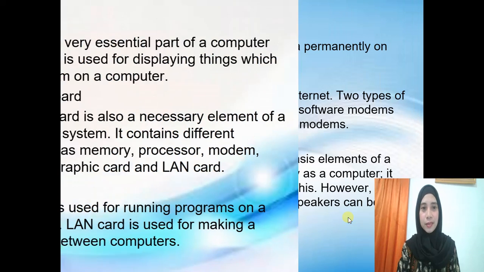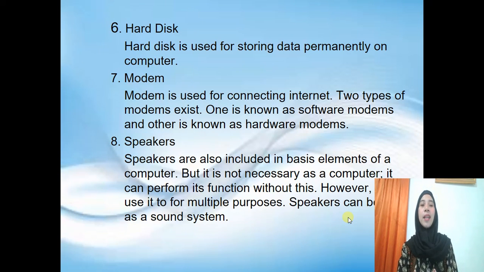I will continue. Number 6, hard disk. Hard disk is used for storing data permanently on computer. So, from this statement, which one is the keyword for the function of element hard disk? Anyone who can find the keyword for the function of hard disk based on the statement: hard disk is used for storing data permanently on computer? Which one is the keyword?